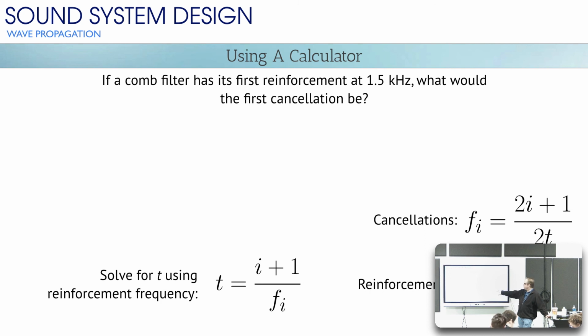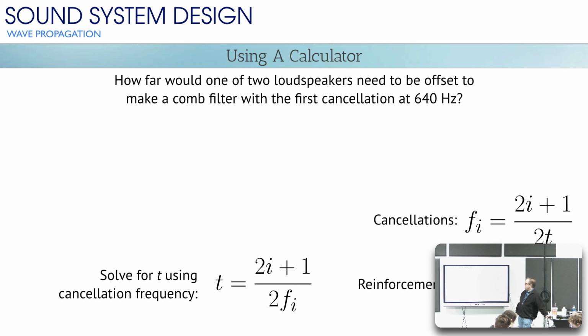If you know the cancellation, here's one that says first cancellation, 640 hertz, and you want to know, in this case, what the distance involved is. You'd first have to solve for t using cancellation. That would be t equals 2 times i plus 1 divided by 2 times the frequency. And you would get the time for that cancellation. Then you just convert that time into distance by multiplying it by 1.13, and you would get an actual distance in feet.